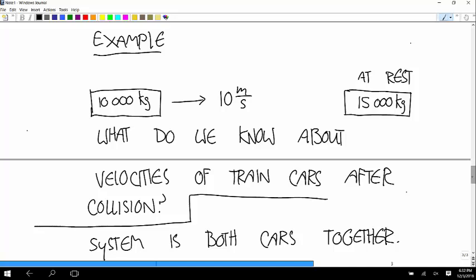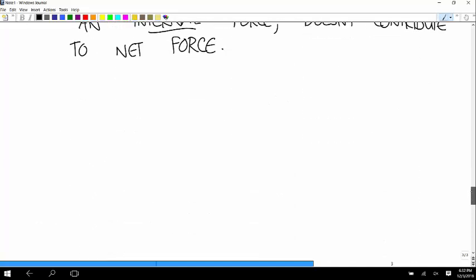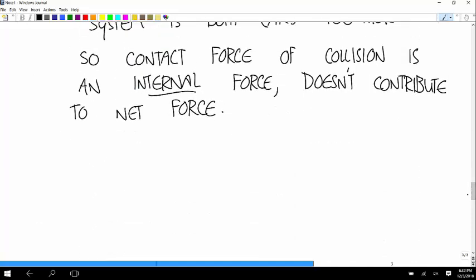And so it's the same thing here. When these two crash into each other, there's some big force that the 10,000 applies to the 15,000. The 15,000, though, applies an equal and opposite force to the 10,000. They cancel each other out, and so they don't contribute to the net force.